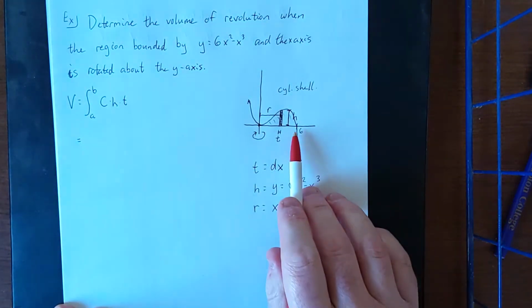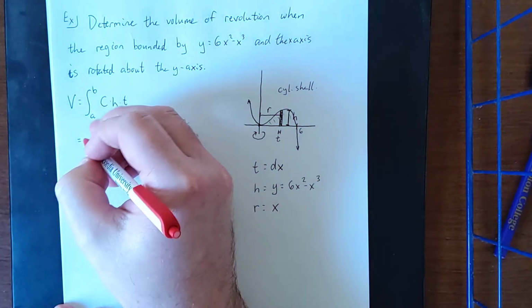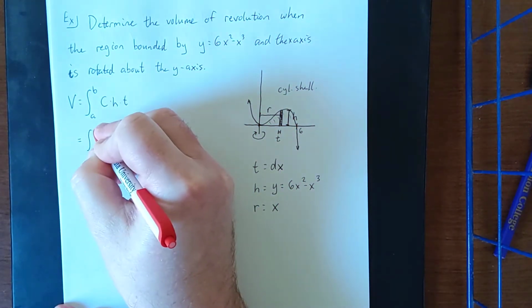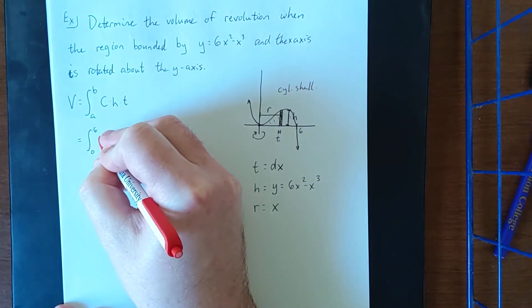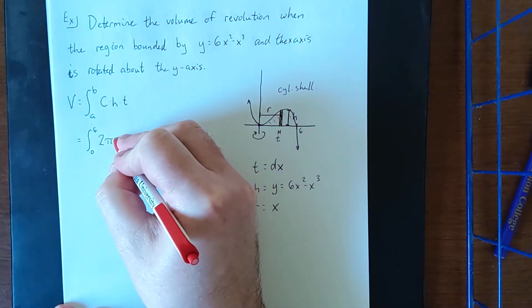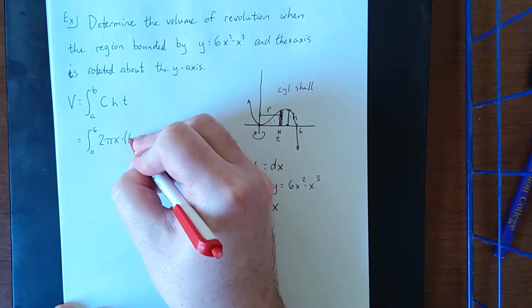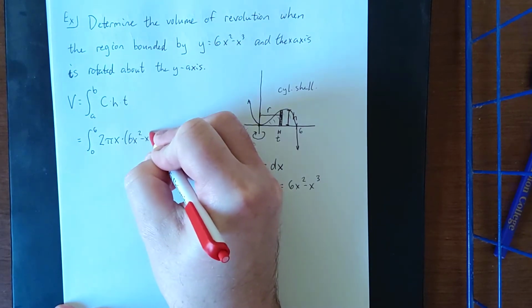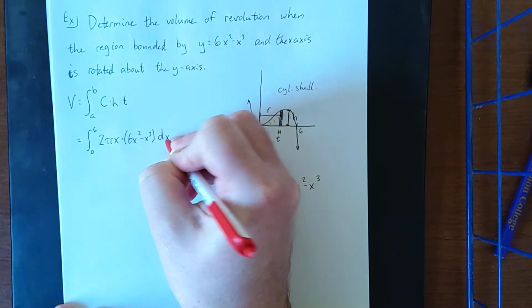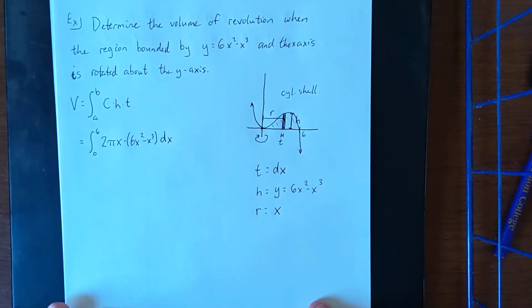Now the bounds on this we sort of already figured out due to the fact that the x-intercepts are going to be at 0 and 6. So 0 and 6. Circumference is 2 times pi times a radius. The radius in this case is going to be the x variable. The height is going to be our 6x squared minus x cubed, and our thickness is going to be dx. And that would be how we set up our integral to represent the volume of revolution.